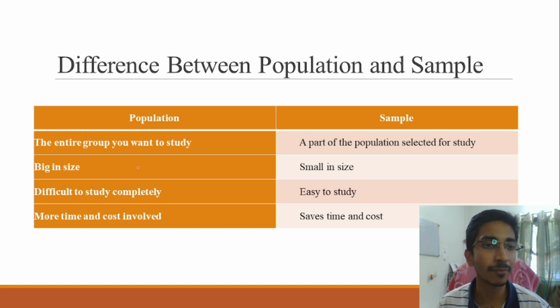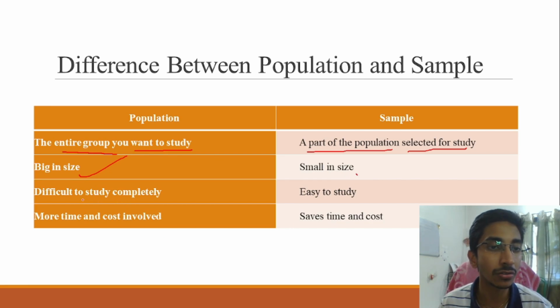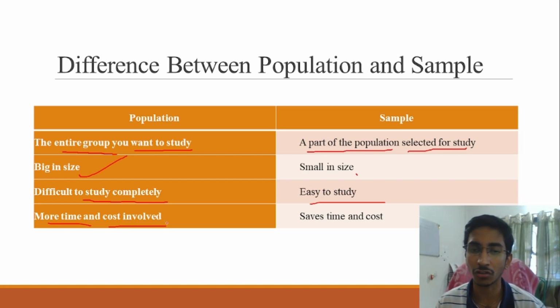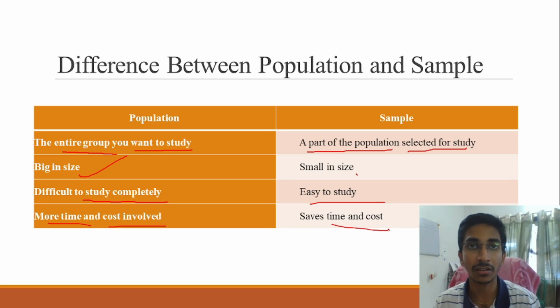The difference between population and sample: population denotes the entire group that we want to study. Sample is a part of the population that is actually selected for the study. Population is of big size, obviously, while sample is a part, so it is small in size. Population is difficult to study completely, but sample is easy to study. Population is more time consuming and costly, but sample is comparatively less time consuming and involves less cost.